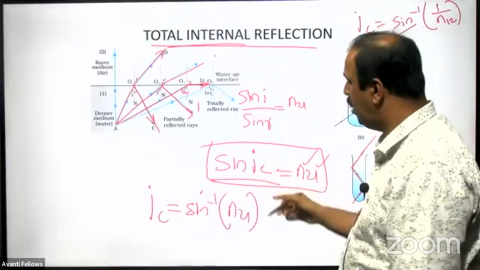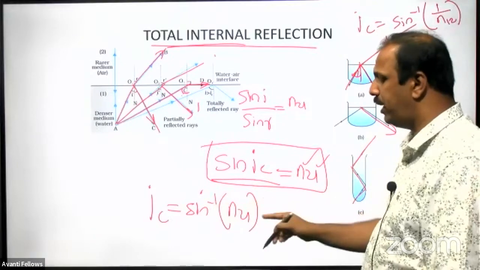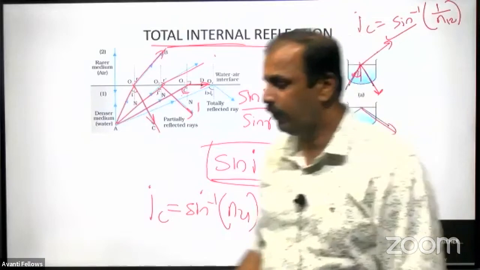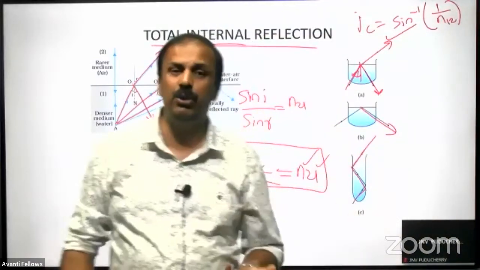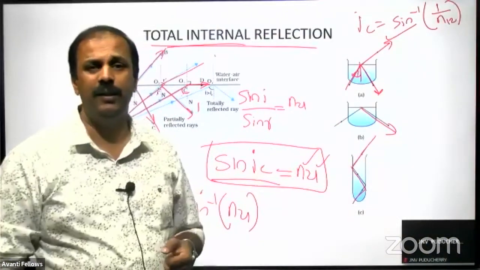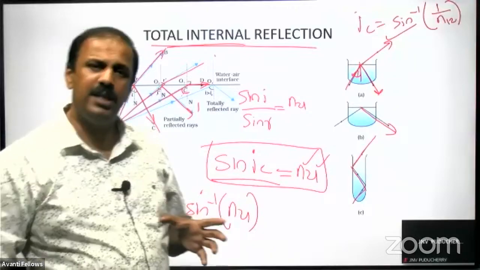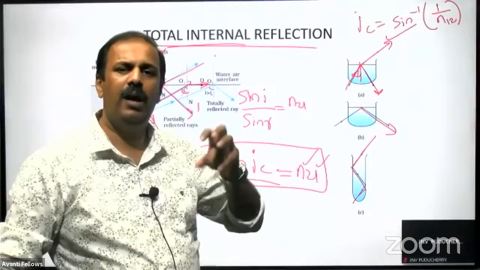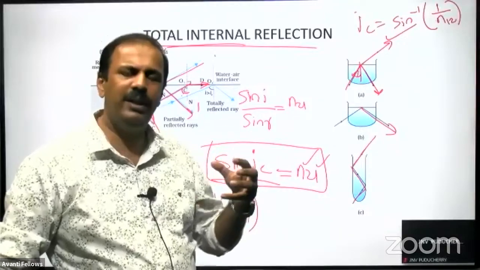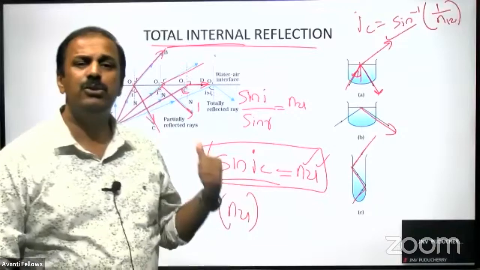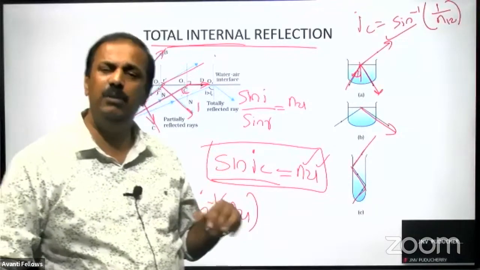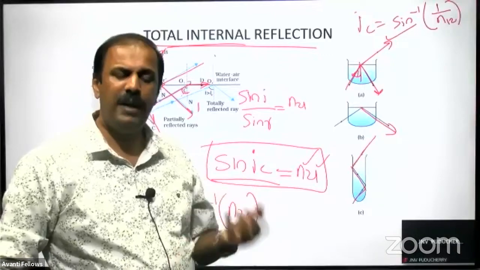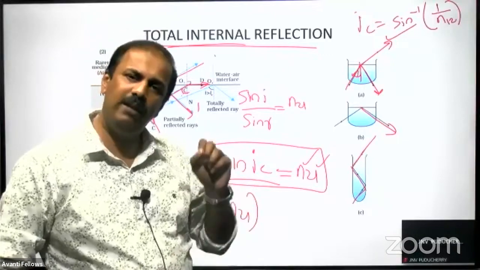So we have an equation i_c is equal to sine inverse n21, or i_c is equal to sine inverse 1 by n12. Generally we have to calculate n12, so that's why we have to take 1 by. Most of the cases the outside will be air or vacuum and inside we have diamond or glass or something. So the critical angle depends on the refractive index. When the refractive index is high, the critical angle will be less. In the case of diamond, the refractive index is very high, so the critical angle will be very less.